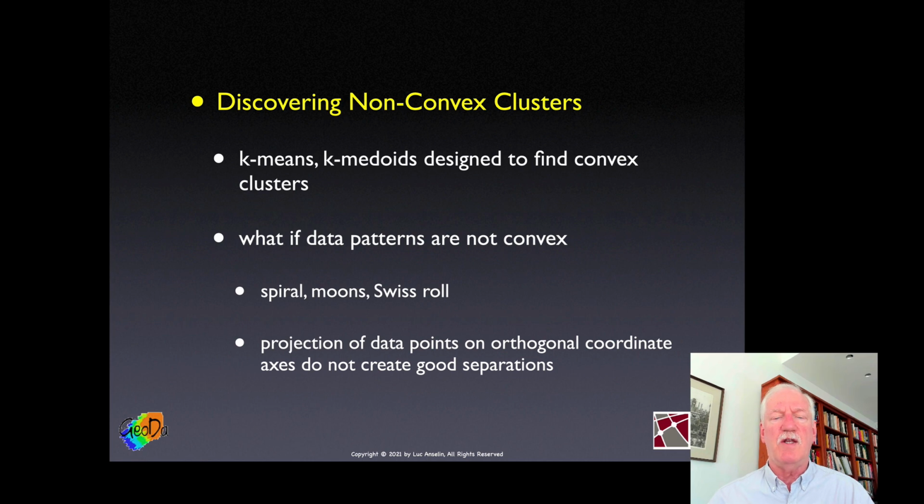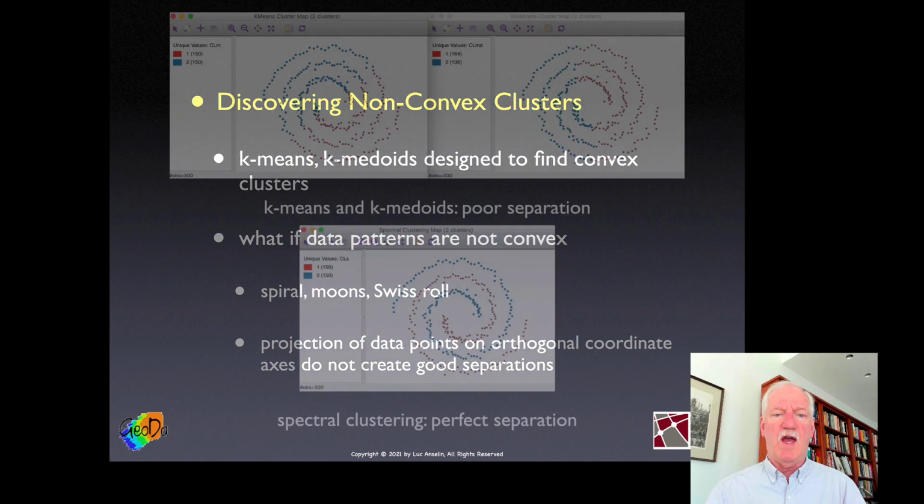In the machine learning literature, there are some classic examples: spirals, moons, Swiss rolls. The bottom line is that with those types of situations, it's very difficult to find a structure in the data. The key notion here is that, remember, a lot of this clustering is really about reducing the dimensionality. When you project these points in multi-attribute space onto the coordinate axes, you don't get good separation. So we have a problem.